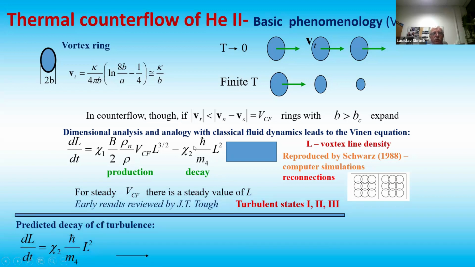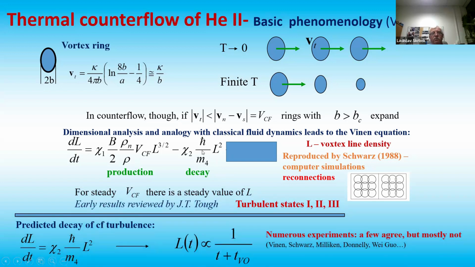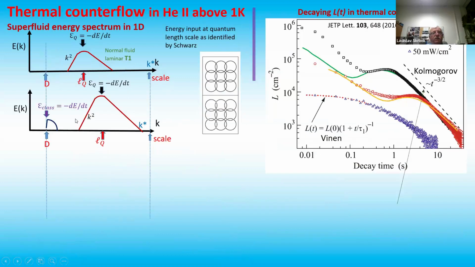If you just look at this equation and ask which way the quantum turbulence, the vortex line density, should decay, it should go like 1 over t. But in numerous experiments, it was shown that this is not true. But again, we can understand that. If you drive it very gently, then even the counterflow experiment decays as 1 over t. That is seen in this set of data here.